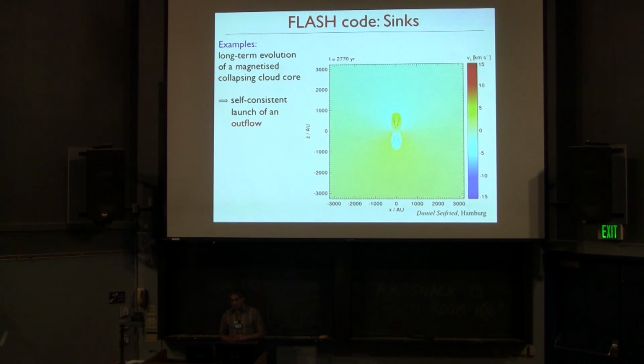And eventually the gas is expelled from the surface of the disk. And this, as I said, is not a subgrid model of the outflow. This is really a self-consistently driven outflow by the coupling of magnetic fields with the underlying disk which establishes around the sink particle.